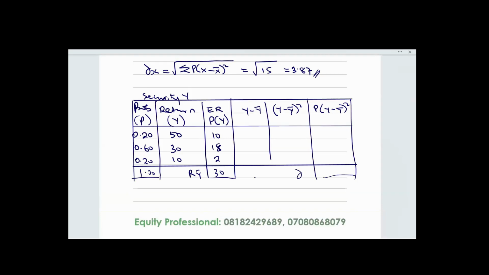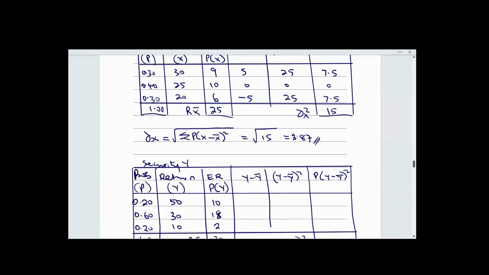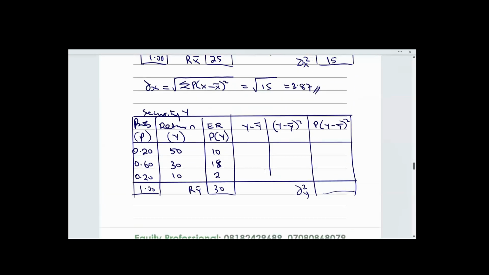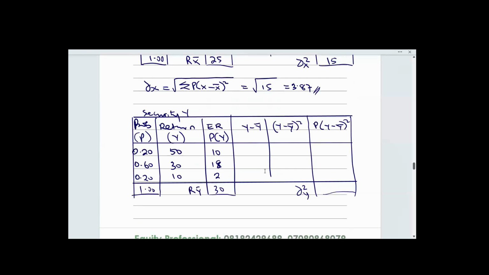To now get the variance of security Y, 50 minus 30 will give us 20. 20 squared will give us 400. Multiplied by probability of 0.2, 80. Then 30 minus 30, 0. 10 minus 30 will give us minus 20. Minus 20 square is 400. Multiplied by 0.2, 80. That's 160.